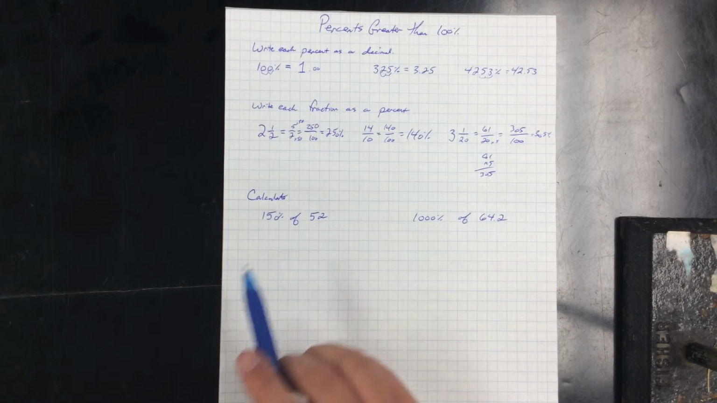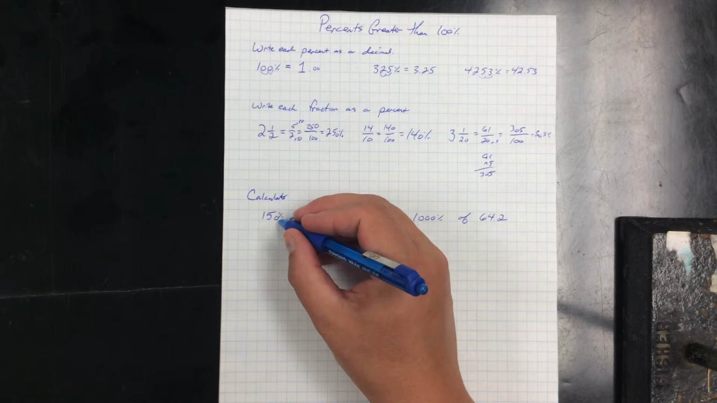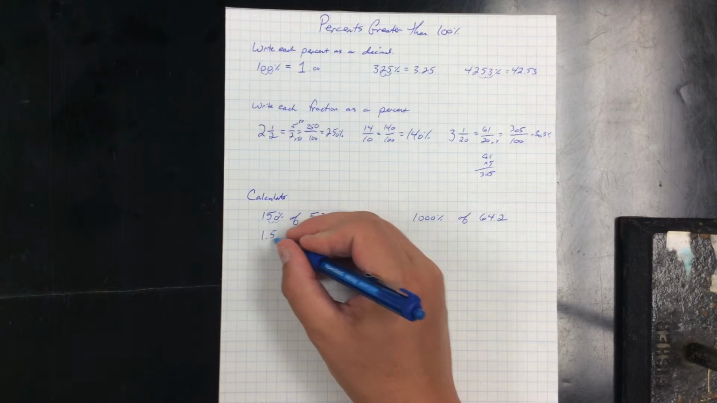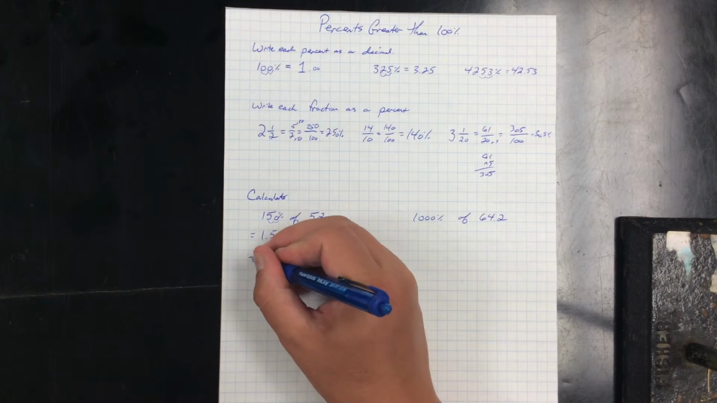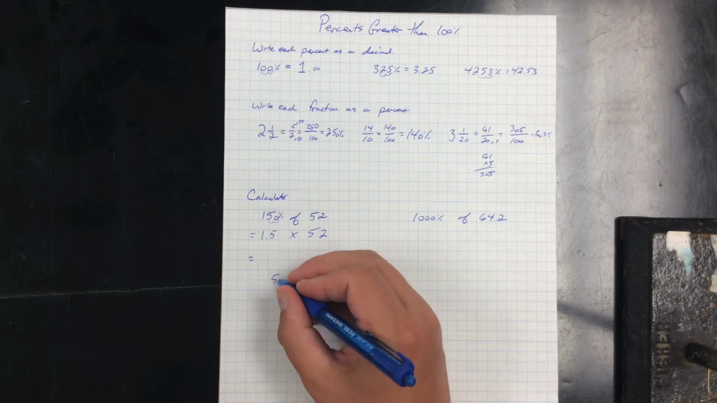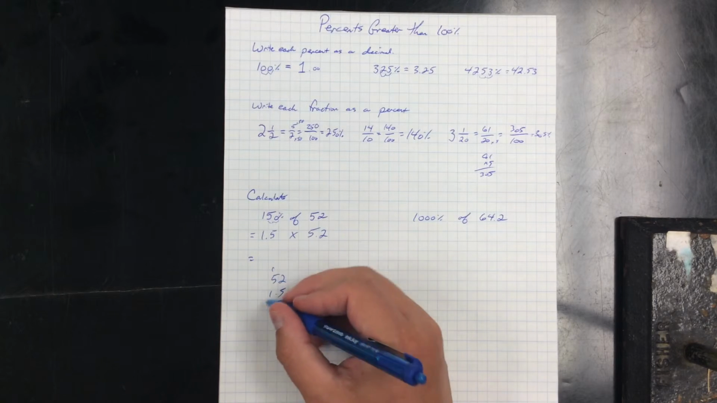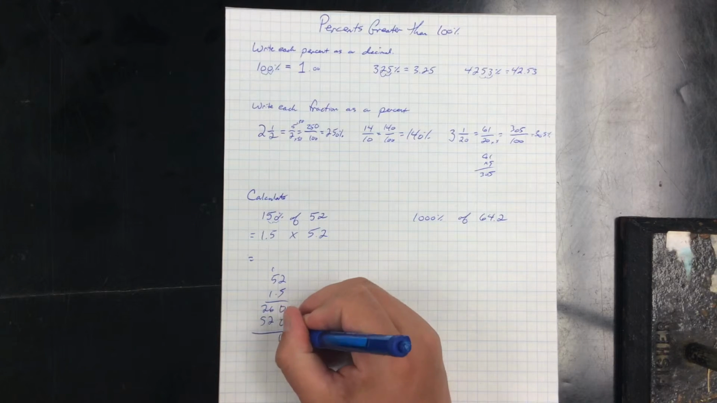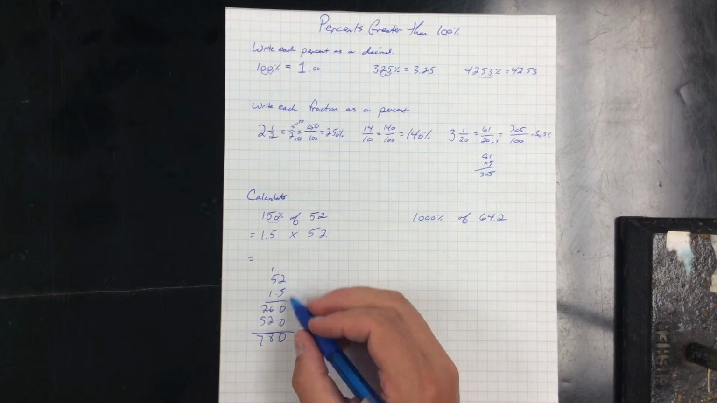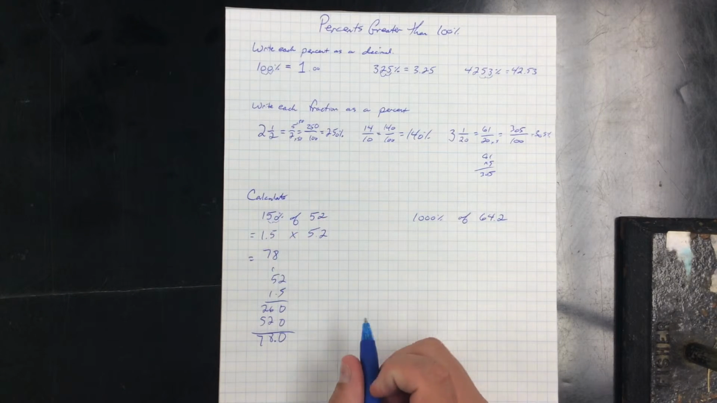All right, so let's calculate what 150% of 52 is. So it's percent of a number again. So let's change this into our decimal. So we're going to shift it over to 1.5 multiplied by 52. Okay, so 52 on top, 1.5. 5 times 2 is 10, 5 times 5 is 25, 26, 2, 5, 0, 8, 7, with 1 decimal place, 78.